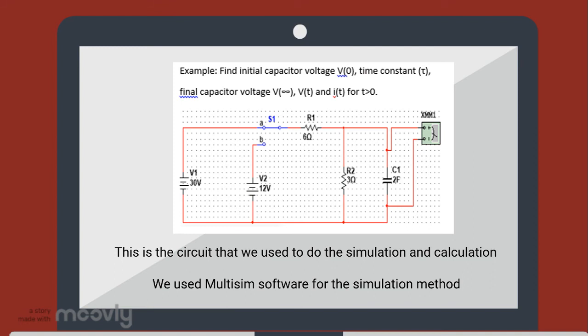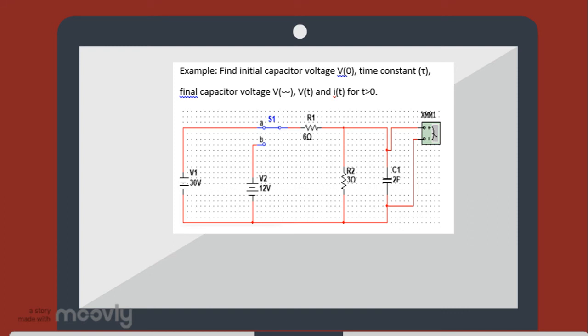Okay, now we proceed to the example of the step response of an RC circuit, where it only has a capacitor and resistors. We have to determine the initial capacitor voltage, time constant, final capacitor voltage, and also V(t) and i(t) when t is bigger than 0.